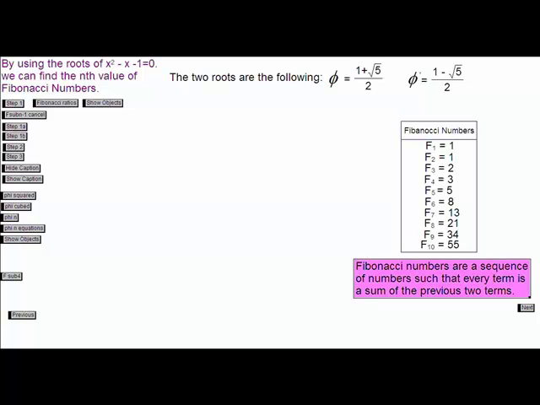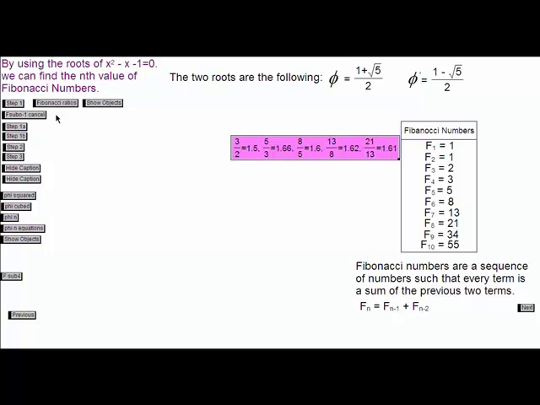As you can see, I have given some of the Fibonacci numbers: 1, 1, 2, 3, 5, 8, and so on. Fibonacci numbers are a sequence of numbers such that every term is a sum of the previous two terms. Then f sub n equals f sub n minus 1 plus f sub n minus 2. If we were to take the ratio of two consecutive Fibonacci numbers, you will see that it will gradually get closer and closer to the golden ratio.